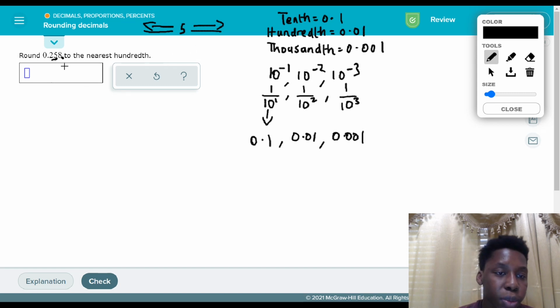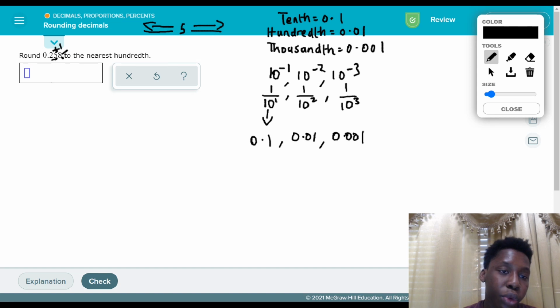Okay, so we're asked to round 0.258 to the nearest 100. So this is 5 here. This is the position of the 100, right? And the next position after that is 8. And then we'll ask ourselves, is this 8 greater than or equal to 5, or is it less than 5? We know 8 is greater than 5, so that means we have to add 1 to this 5 here.